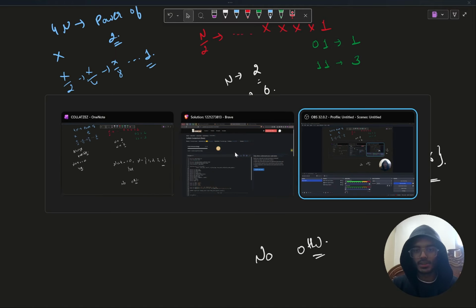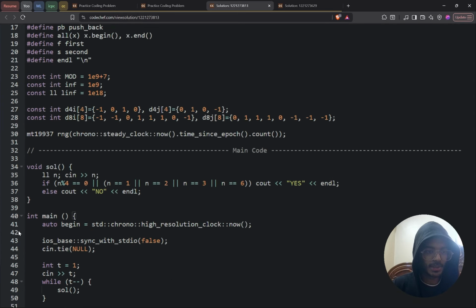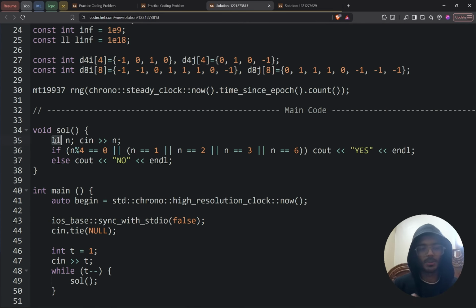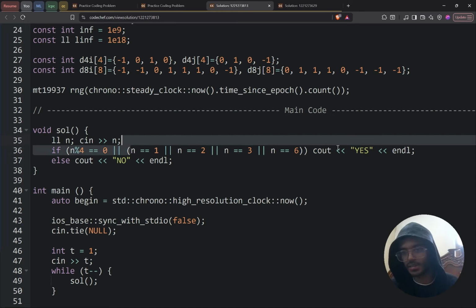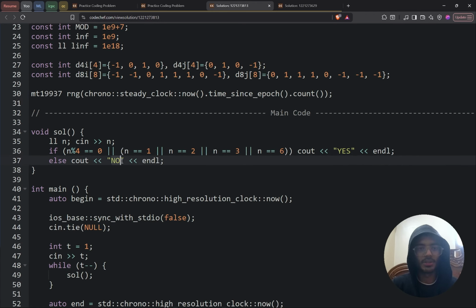So now let's see the code in C++ and Python. So this is the code in C++. Notice here to take in the input using long because the input of n could be as big as 10 to the power 15. Now we just need to simply check if n modulo 4 is 0 or if n is 1, 2, 3 or 6, we'll print yes. Otherwise we'll be printing no. And that's pretty much the whole solution.